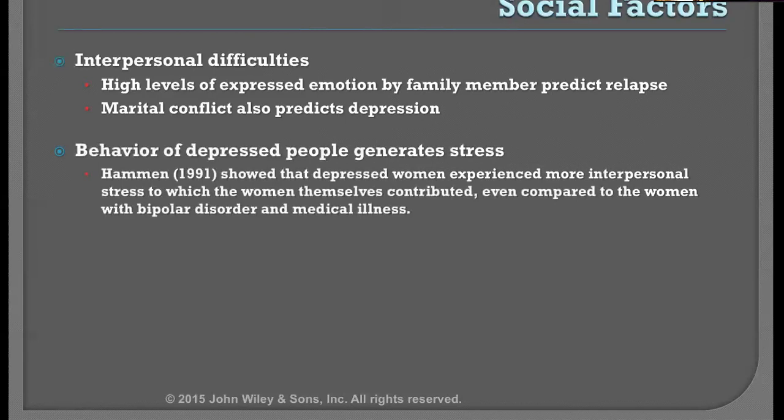This is all Connie Hammond's work. I have to step back a little bit. Really, this is tied to Coyne's interpersonal model of depression, and Connie Hammond and Tom Joiner's models, which you'll see all grew out of that Coyne interpersonal model of depression. So Connie Hammond, way back in 91, showed that depressed women experienced more interpersonal stress, to which they actually contributed, even compared to women with bipolar disorder and medical illness.